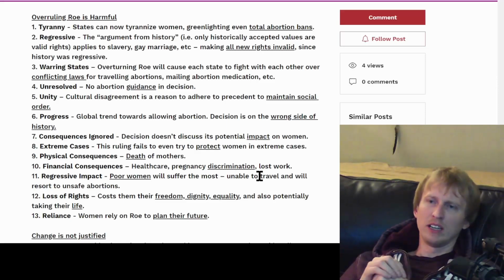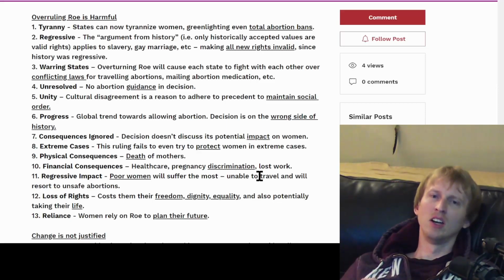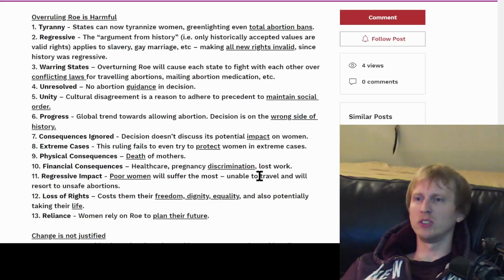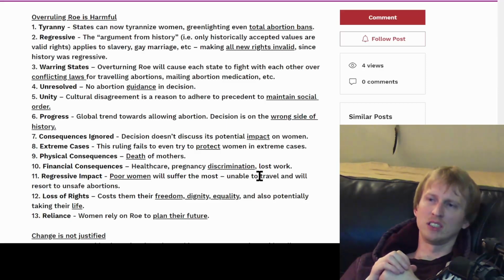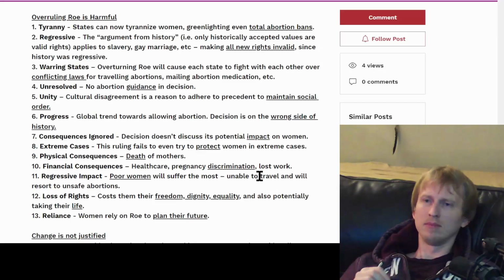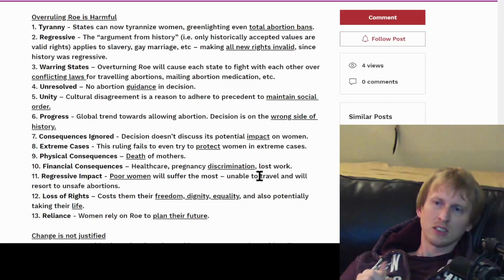The next argument is progress. The global trend is towards allowing abortion and America is reverting towards the past and reversing the right to abortion. These three justices believe that decision is on the wrong side of history. If we want to be on the right side of history, we need to be progressing towards more rights, not less rights. That's basically the gist of that argument. I believe the conservative former Prime Minister of Great Britain, even he mentioned publicly that he thought that America was regressing and that they were on the wrong side of history. So there's that.